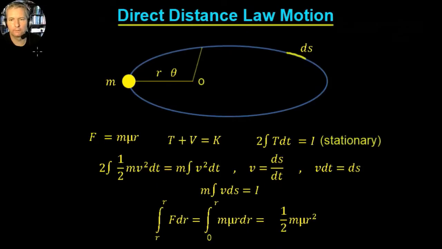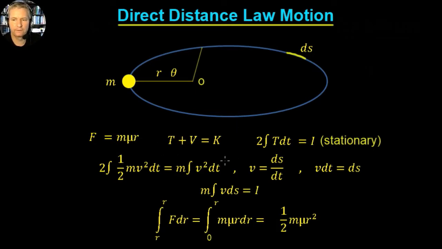In this video we're going to look at the direct distance law of motion. So instead of looking at the force as inversely proportional to the distance to some point squared, we're looking at the force as directly proportional to r. So we can say that the force is equal to mu(r).